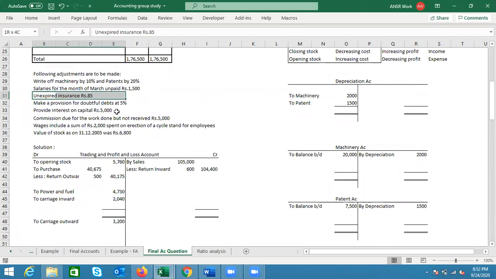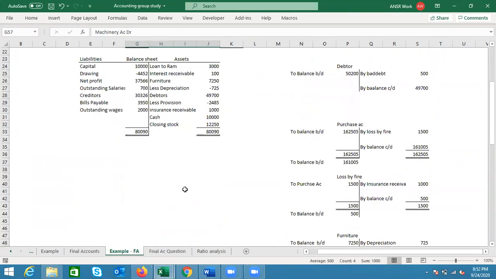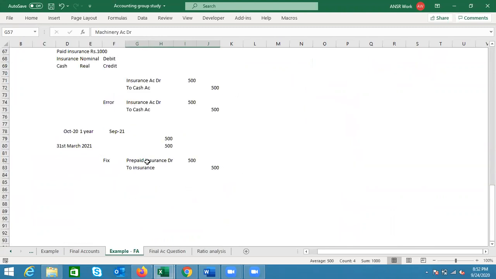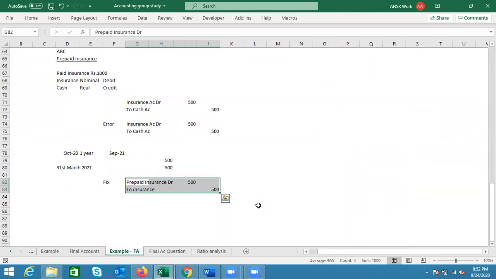Let's very quickly go to the unexpired insurance. I have discussed this many times. We have already determined what the entry for it is. Can you guys see this? This is the final entry, right? Anyone want me to repeat this concept? No. Okay. The entry is prepaid insurance account debit to insurance.